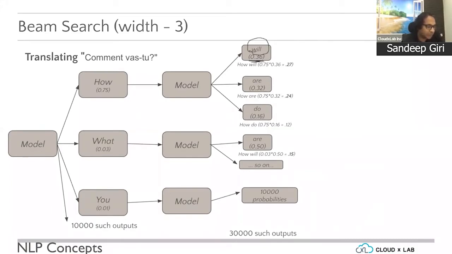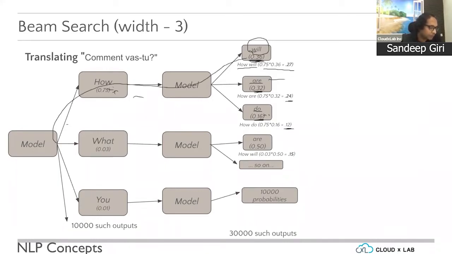Now, each probability of this, let's say the model is saying the probability of "will" is 0.36, as in 36%. "R" is 0.32. "Do" is 0.16. So the overall probability of "how" and "will" is 0.27. "How" and "R" is how much? 0.24. "How do" is 0.12. Correct? Clear? We are basically multiplying the individual probability with that of "how", because we will go to this root.